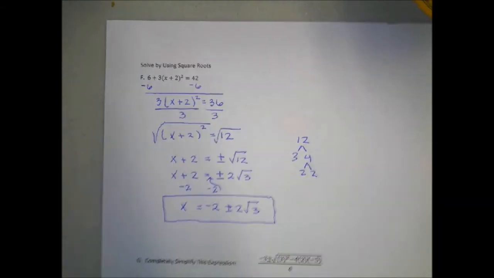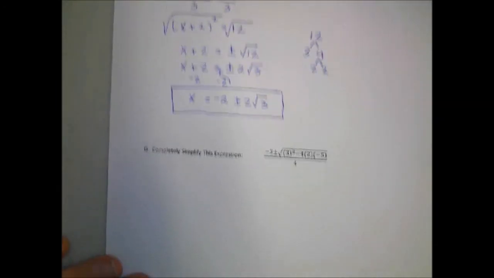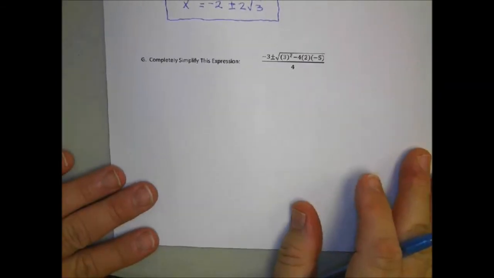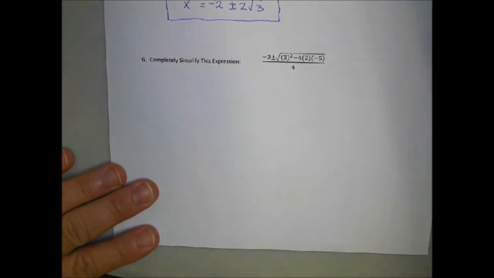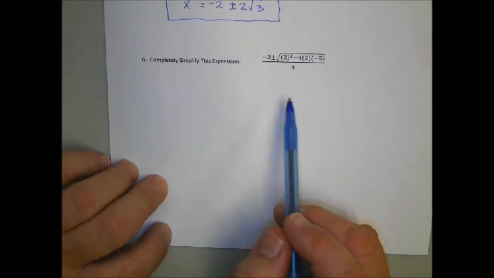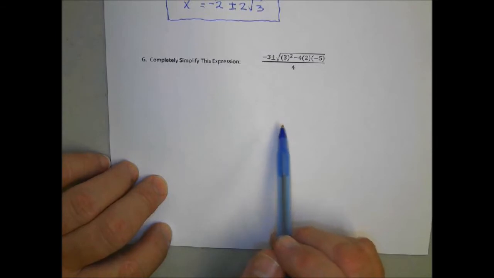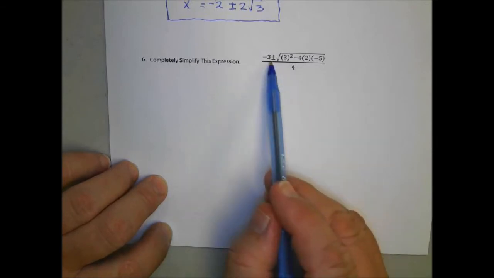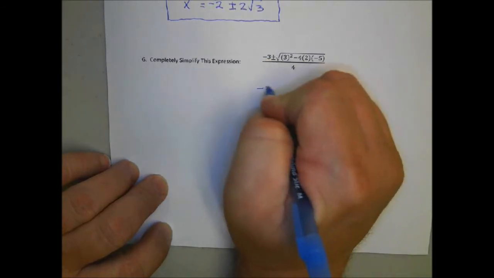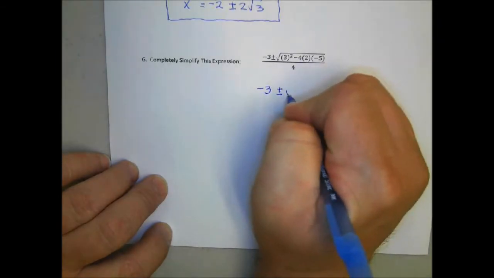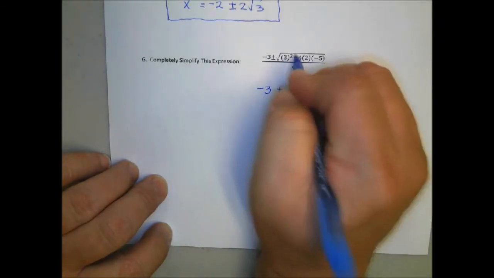Now, the last example I've got for you is not a solving problem at all. It's a simplify problem. This may look familiar. It's leading you into the quadratic formula. But in worksheet 4, we're just having you simplify a quadratic formula that has already had all the numbers substituted in. So all we have to do is simplify this. So we've got negative 3 plus and minus 3 squared is definitely 9.